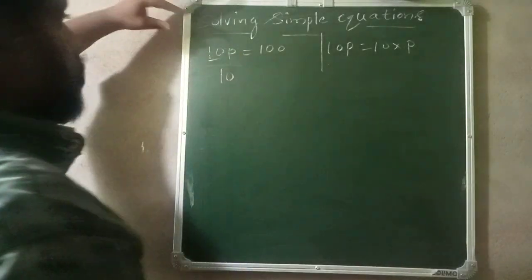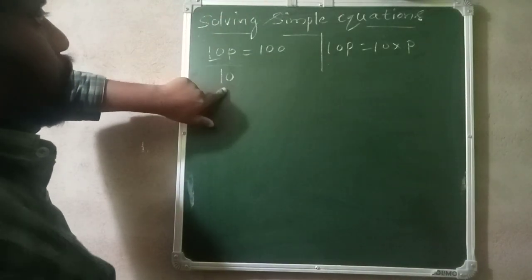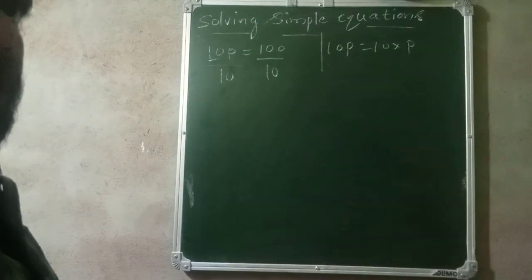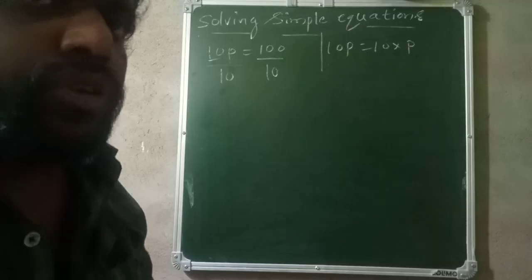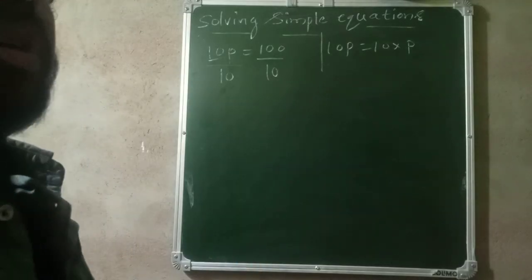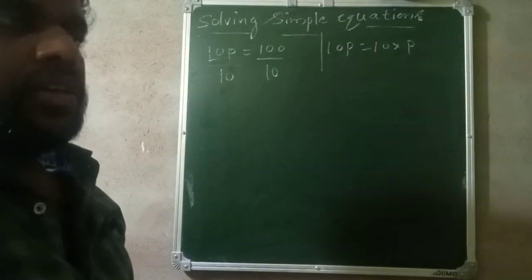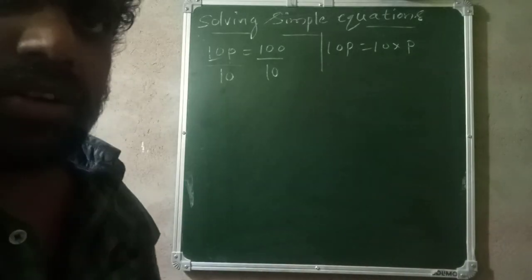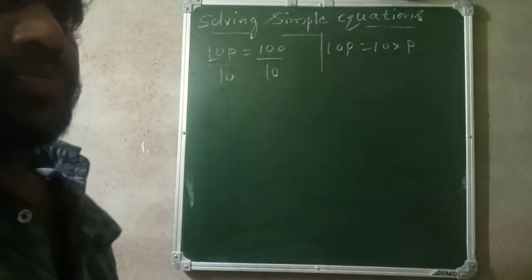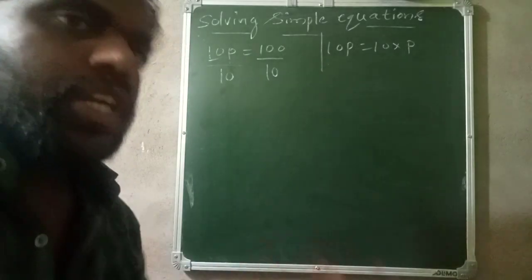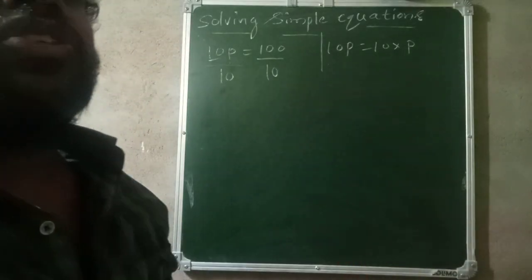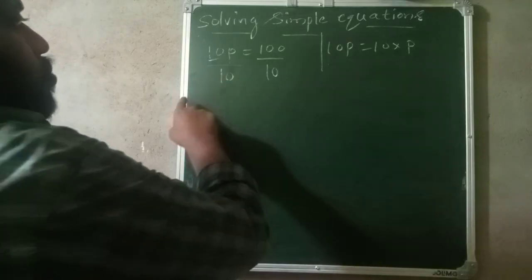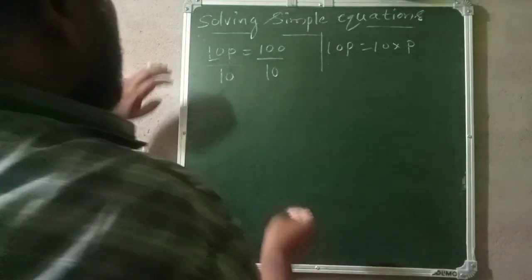Next, when you divide this side by 10, you have to divide this side also by 10. You have to divide both sides by the same number 10. If you divide only one side by 10, that will become wrong. The equation will get imbalanced. When you divide both sides by the same number 10, the equation is balanced. The equation won't change.